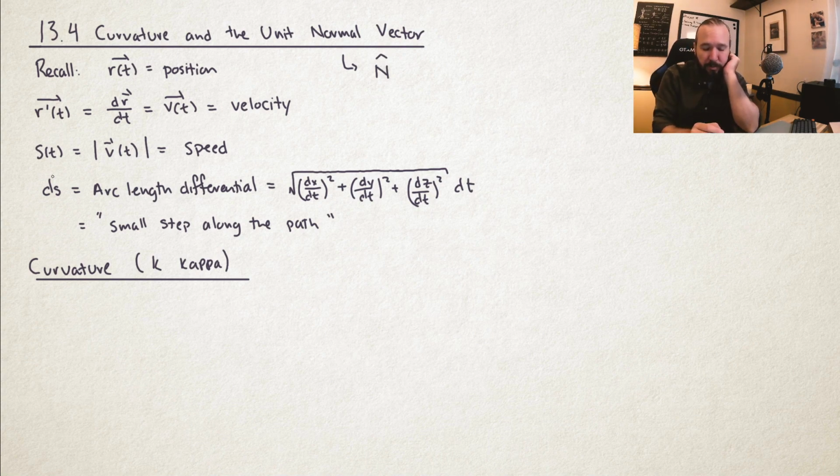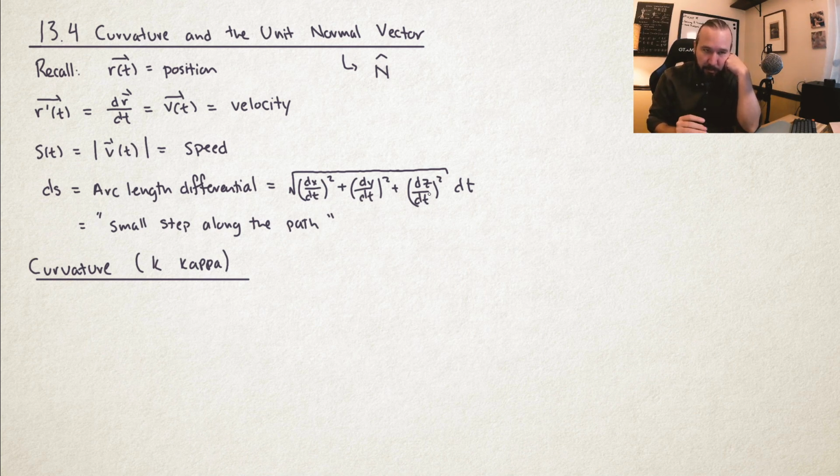I just put some notes, I never get sick of writing these things down, what all the letters represent in this context. So r of t is going to be the position. If you take the derivative of r of t, you're going to get the velocity. If you take the magnitude of the velocity, you're going to get the speed. And then I also wrote down the formula for ds, the arc length differential.